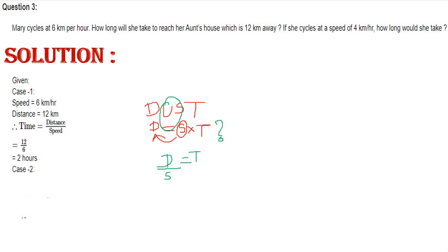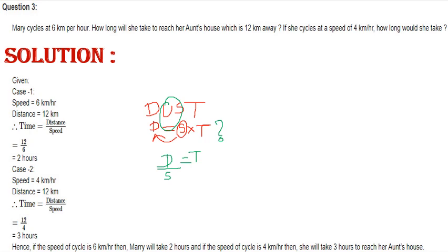Let us consider the second situation wherein speed is now decreased from 6 kilometer to 4 kilometer per hour. Distance is the same, that is 12 kilometer. So therefore the time formula is distance upon speed, that is 12 kilometer upon 4. So 4 and 3 come in the same table, that is the 4 table. 4 ones are 4, 4 threes are 12. So time taken would be 3 hours. So in the second situation, it takes exactly 3 hours to reach her aunt's house, which is 12 kilometer away.